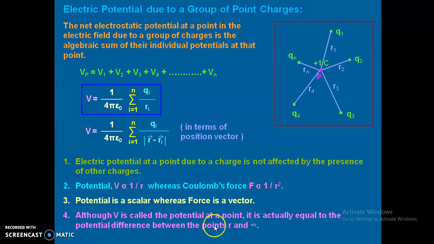Although V is called the potential at a point, it is actually equal to the potential difference between points R and infinity. Okay, so either you call it potential at a point, or you can call it potential difference between 2 points. One is infinity and another is at distance R from the source charge, right?